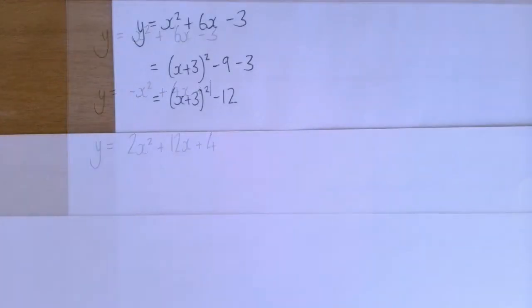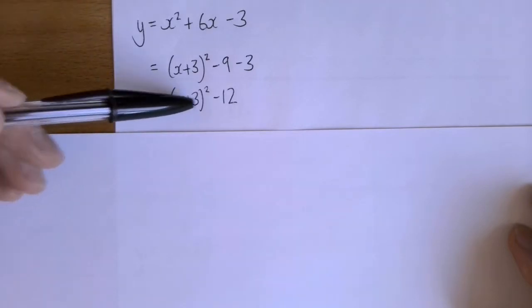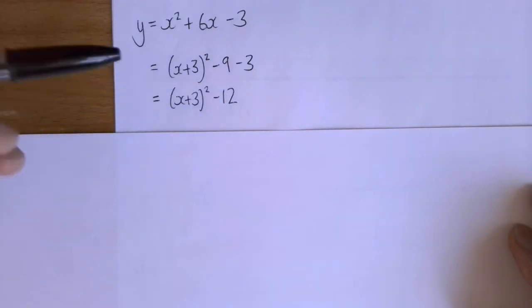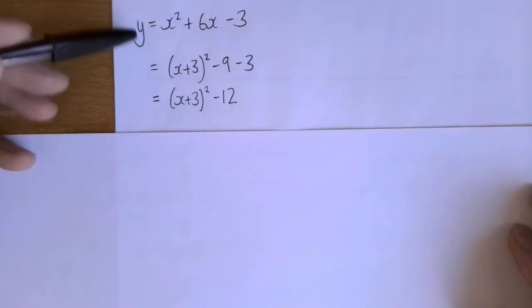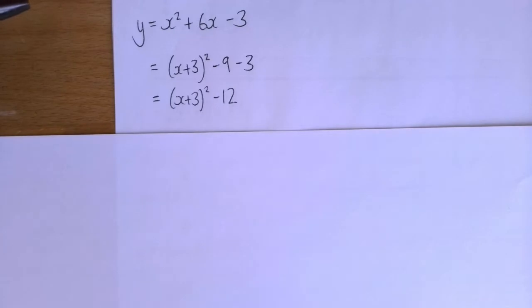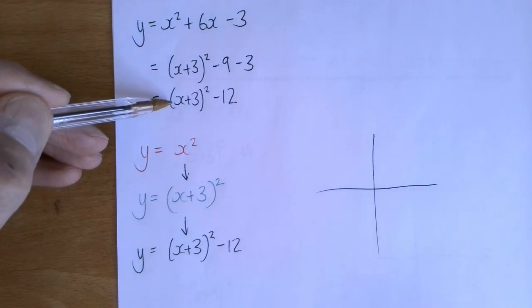Okay, so here's the first one. I haven't gone through the full process of working. I'm hoping that you're okay with that now after the practice you did before half term. But this is what we should have ended up with. And I'm now going to see if I can use this to help me sketch this function. So I'm going to go through the process of sketching (x plus 3) squared minus 12.